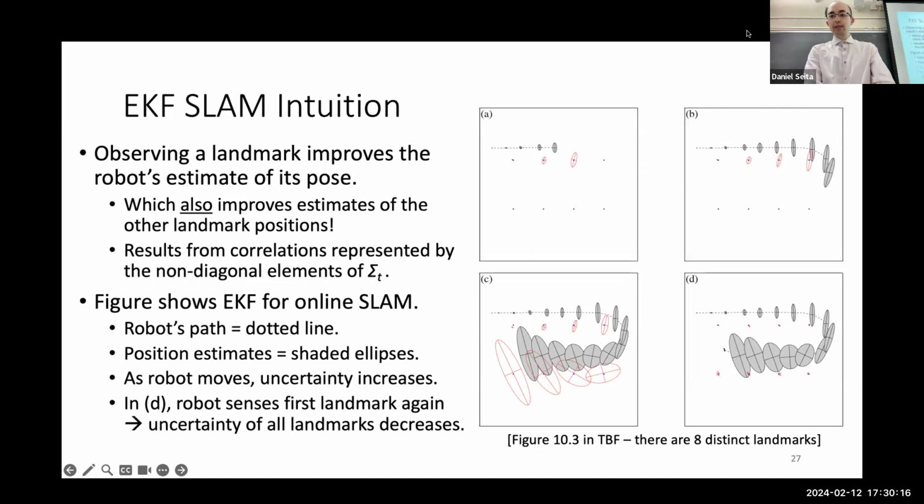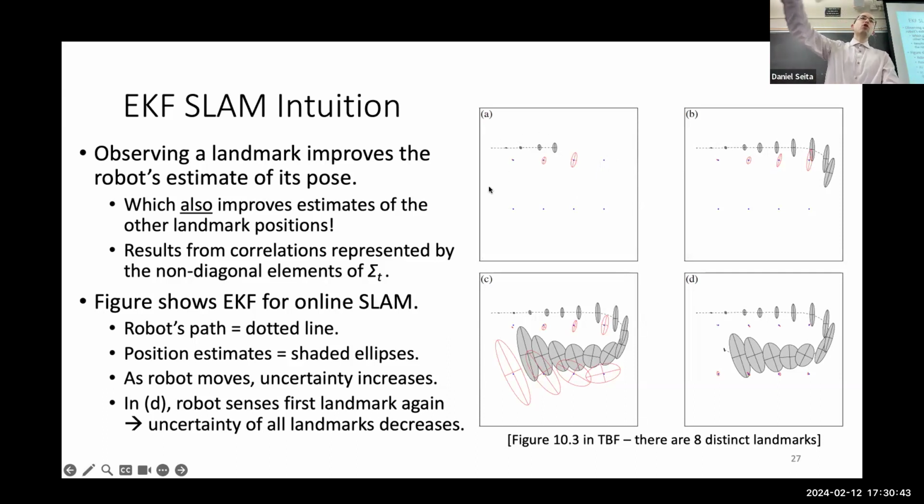So what happens here is the robot is operating in some trajectory. The robot operates along this dashed line. So in A, the robot has moved and has seen 3 landmarks. It hasn't seen the 4th, the 5th, the 6th, the 7th, and the 8th. So it's only seen the first 3.